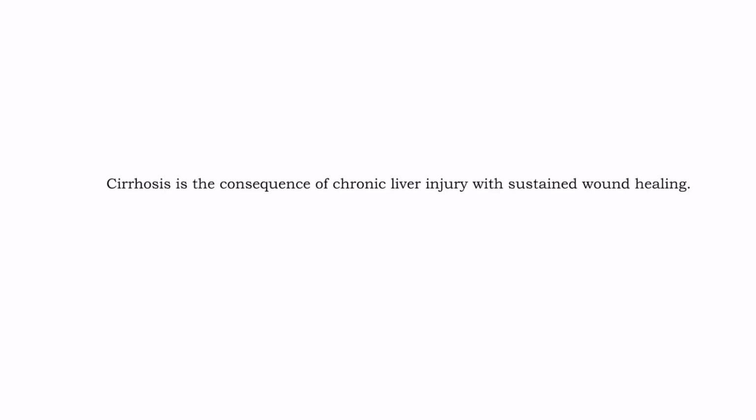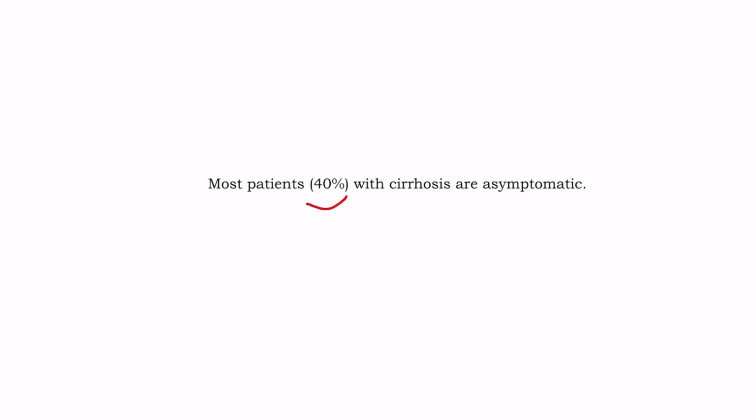What is the cause of cirrhosis? Cirrhosis is the consequence of chronic liver injury with wound healing, so we have injury and healing going side by side. What is the most common symptom of cirrhosis? Most patients, 40%, with cirrhosis are asymptomatic, meaning these patients progress to the cirrhotic phase without any specific symptoms.